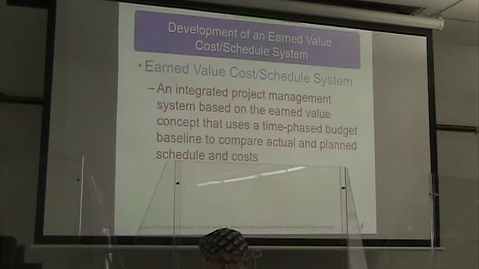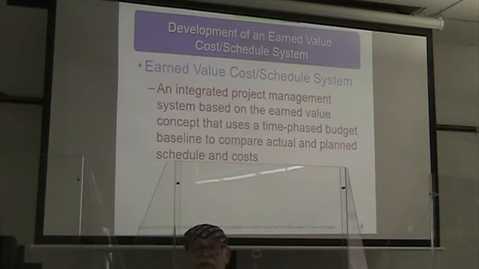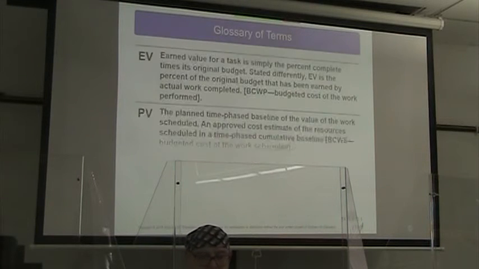All right, so an earned value cost and schedule system is an integrated project management system based on the earned value concept that uses a time-phased budget baseline to compare the actual and planned schedule and costs. Well, you remember we've talked about earned value before, and we have done time-phased budgets to see how that would work.